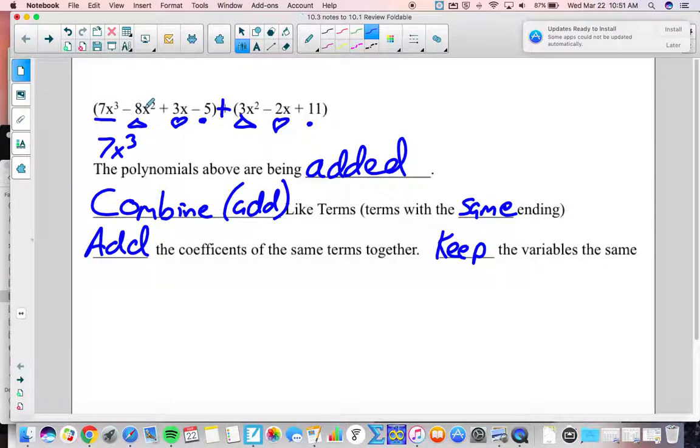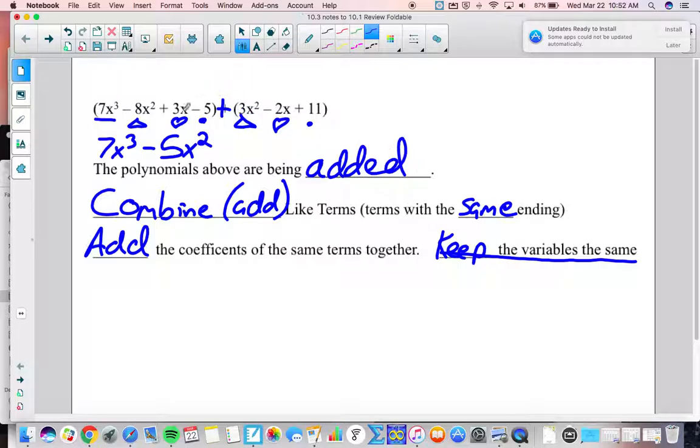Now when we go to the x squareds, the next lowest degree, I'll put them in descending order. I have negative 8x squared. I will combine that or add that with the 3x squared. So we add the coefficients, the numbers out in front that's being multiplied with it. So negative 8 plus 3 is negative 5. And then I attach the x squared. I don't do anything with the exponents. I keep them the same. So if I was adding x squareds, once I add the coefficients, I put x squared down.